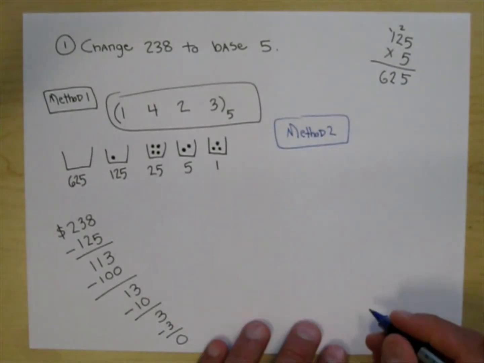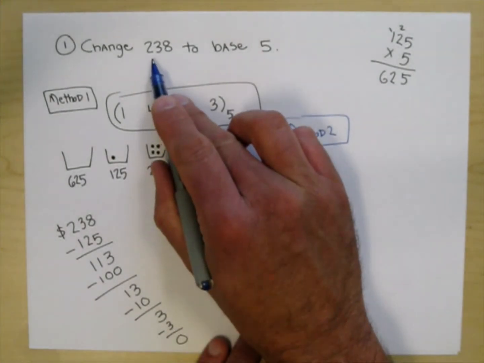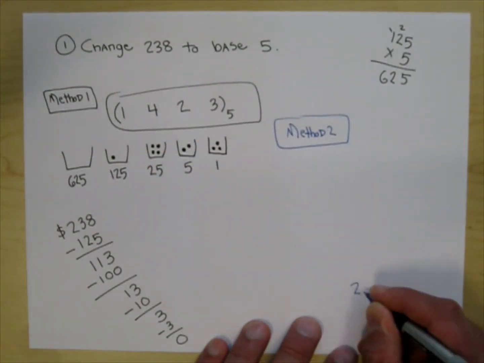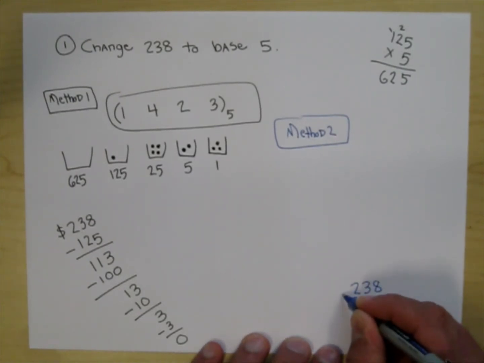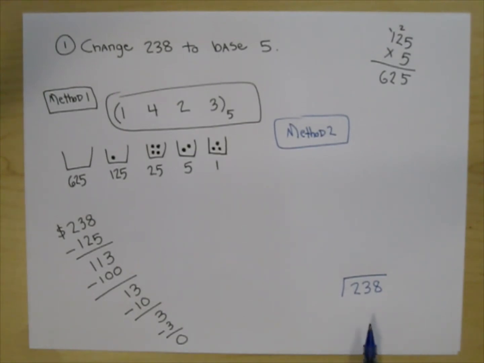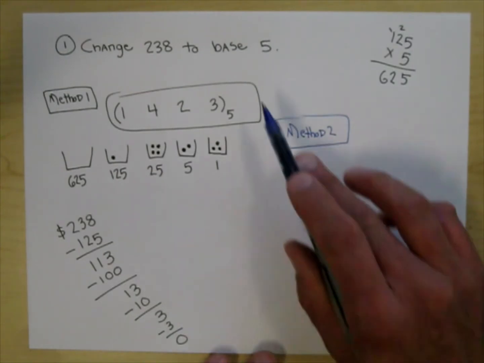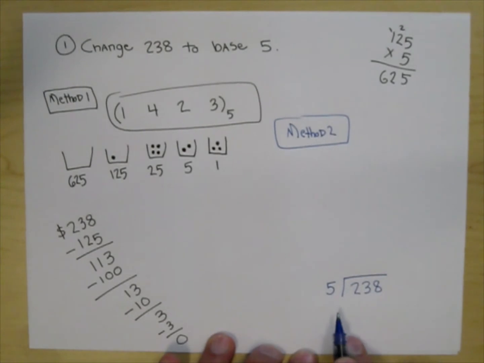So what you want to do with method 2 is start kind of low, and you put this number, 238. And what you do, so some of you are like, okay, I'm out of here, I'm just going to do method 1. You see that long division, and you're like, forget it. Shopping is going to be a lot easier for me. Well, anyway, there's going to be some people who like method 2 better. I'm going to put the base I'm trying to change to right there.